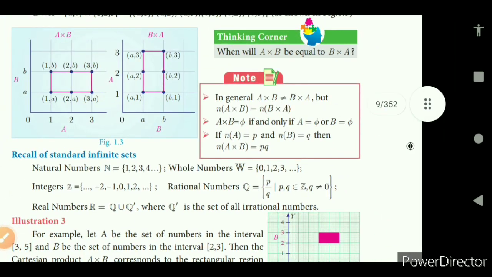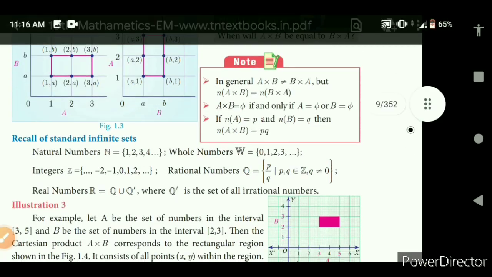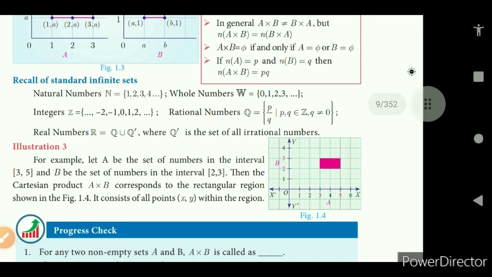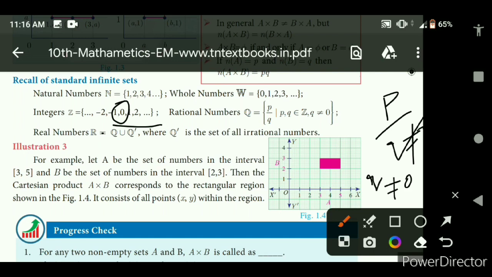Okay, just recall this. Natural numbers start from 1. Whole numbers start from 0. Integers contain both positive and negative values along with 0, and rational numbers are in the form p by q, where q is not equal to 0.